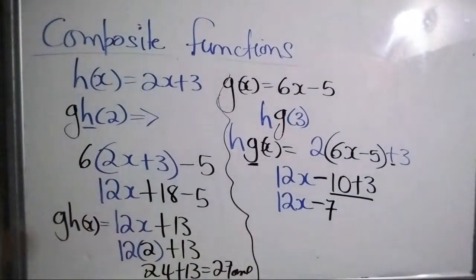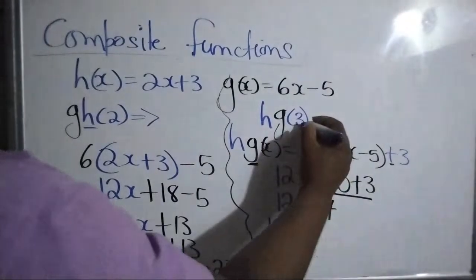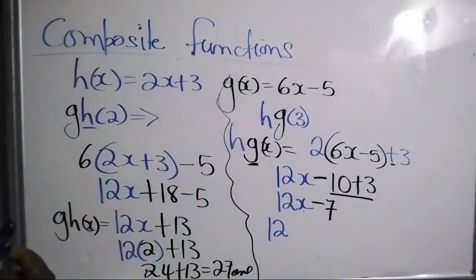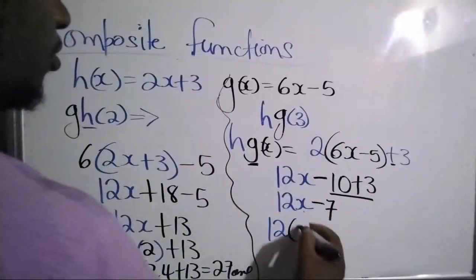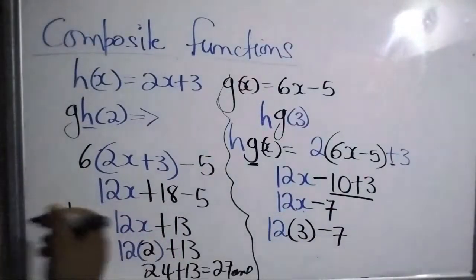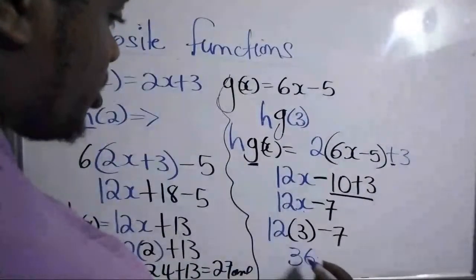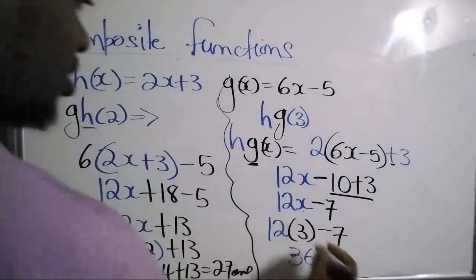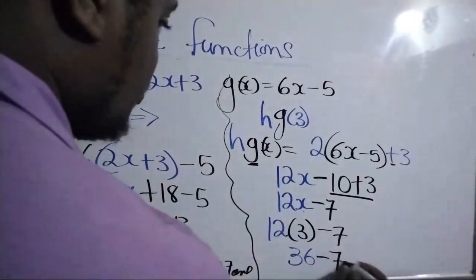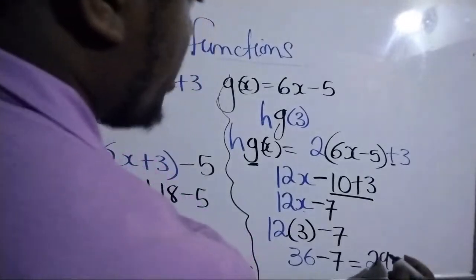But remember, we're not done. So what we're going to do is substitute anywhere we see x, which is right here, we're going to put the value of this, which is 3, because that's what they want us to do. 12 times 3, that is 36. I'm thinking about the 29 now. That makes a lot of sense. So that is 29.